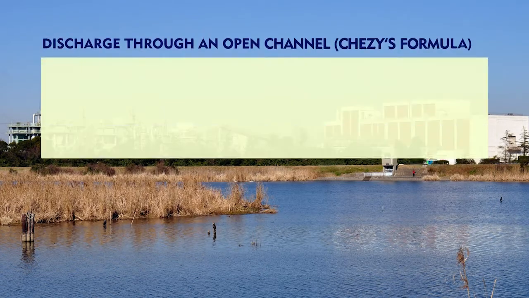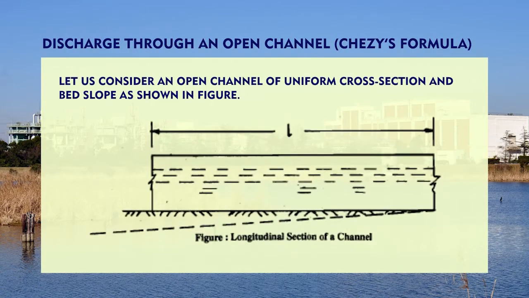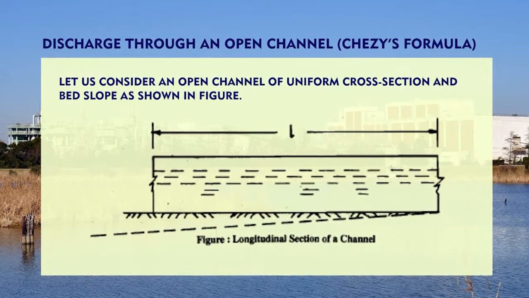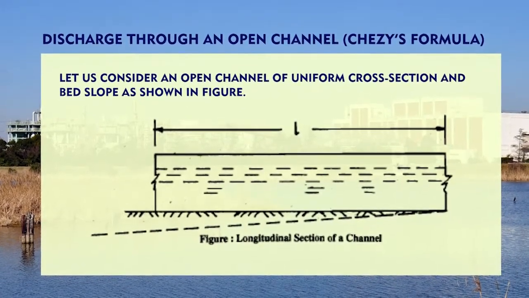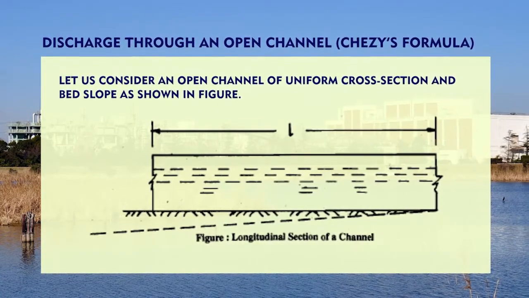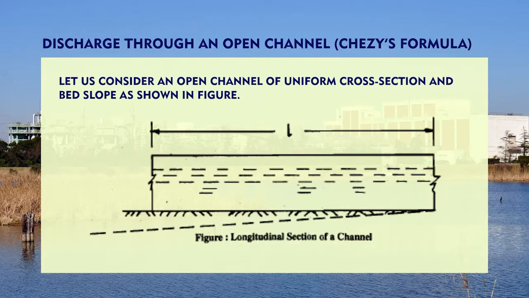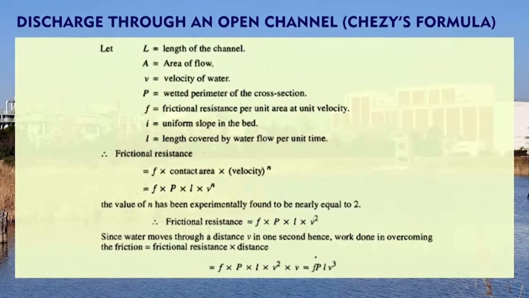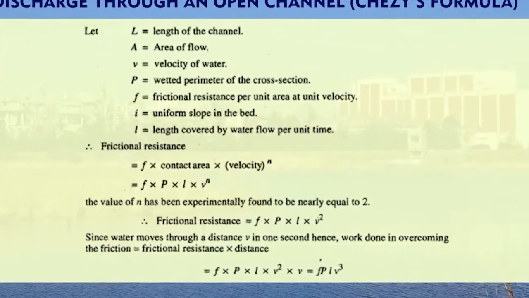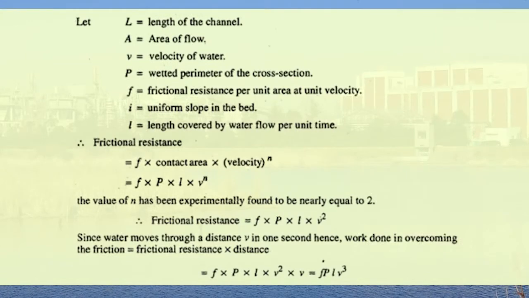So here, the discharge through an open channel. This is the Chezy's formula. Here we consider an open channel of uniform cross section of length L as shown in the figure. Let L be the length of the channel, A area of the flow, V velocity of water, P wetted perimeter of the cross section, F frictional resistance per unit area at unit velocity, i uniform slope in the bed, and small l the length covered by water flow per unit time.